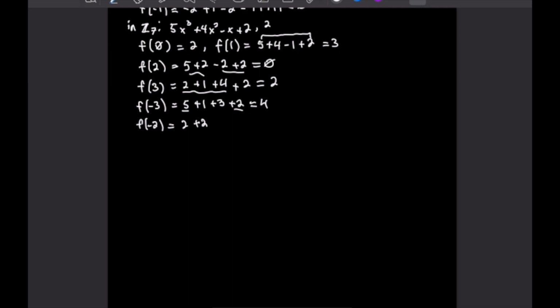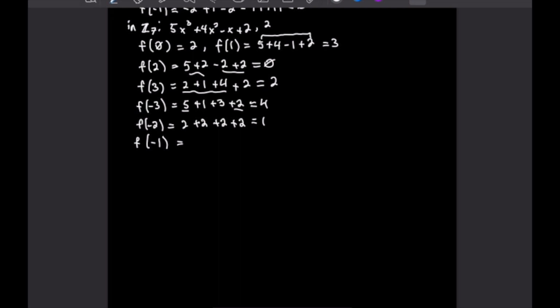And then we'll have minus x, but minus -2 is just 2, so we'll have one more 2 there. And look at that, what we're left with is just another 2, so we have 4 2's here, and that's going to be equal to 8, which is just 1. So -2 is also not a 0. And then what we have last is f of -1, which is of course equal to 6 in Z7.